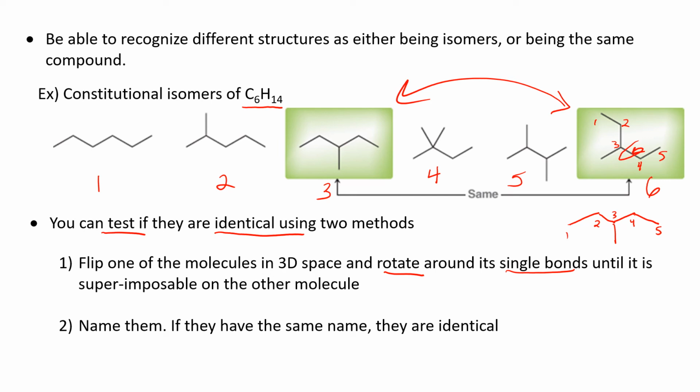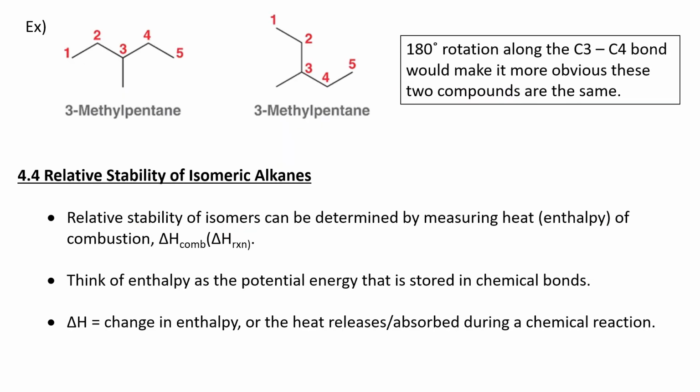Another method to determine if molecules are identical or if they're actually constitutional isomers is to simply name them. So the 2 examples from before, if we name the first one, we get 3-methylpentane. And if we name the second one, we also get 3-methylpentane. So by naming them, we see that they're identical compounds. And 180-degree rotation around that C3-4 bond axis makes it a little more obvious.